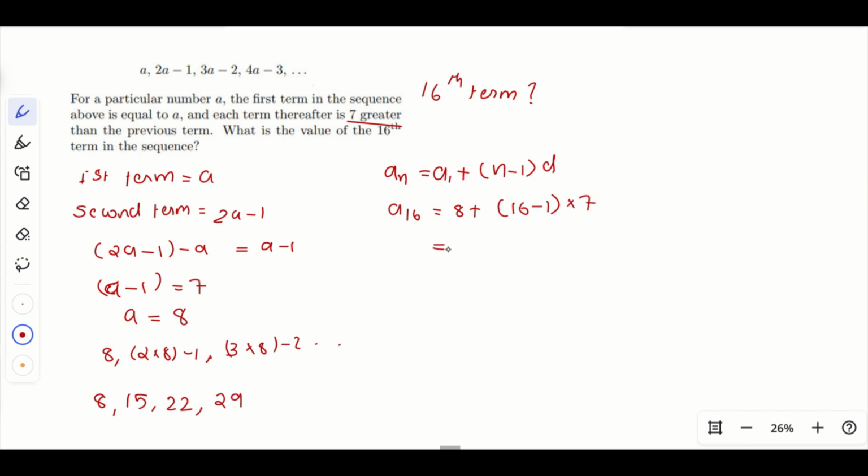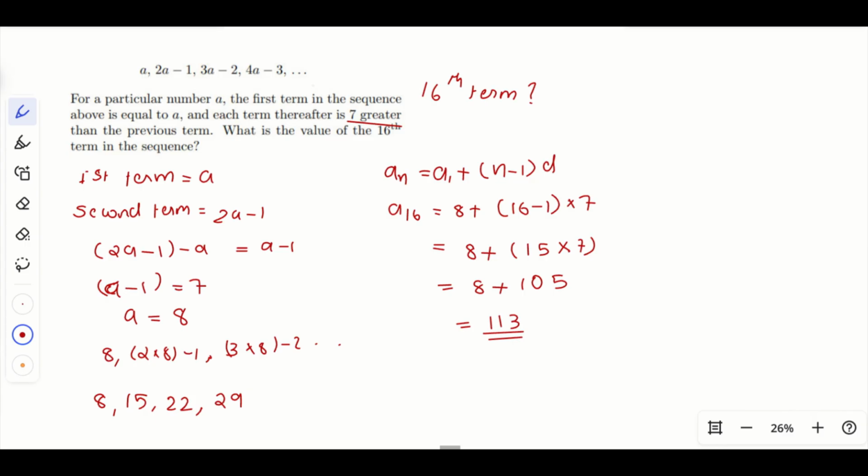Now we can easily solve that. That is 8 plus 15 into 7. What is 15 into 7? That is 105, so the 16th term will be 130. Easy, right? Therefore, the 16th term of the sequence is 130.